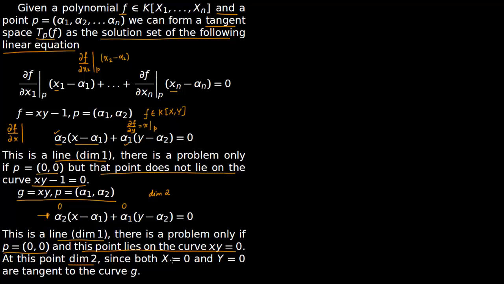So you can also say that both the y-axis and the x-axis are tangent to the curve at (0, 0). This problem is arising precisely because both the partials are vanishing at a point. If both partials vanish, then we call the variety singular. If both partials do not vanish, that is, at least one of them is non-zero, then you call it smooth.